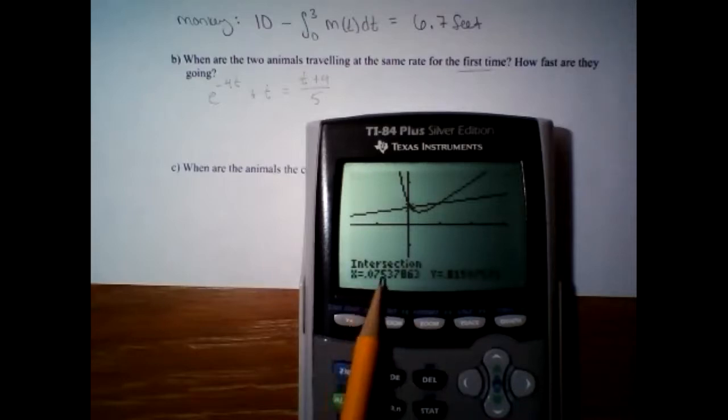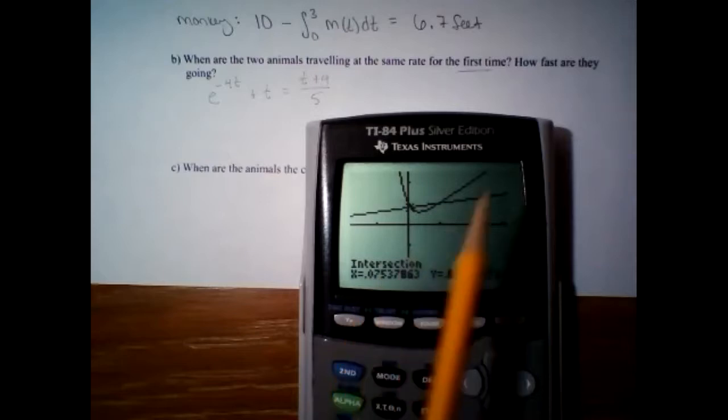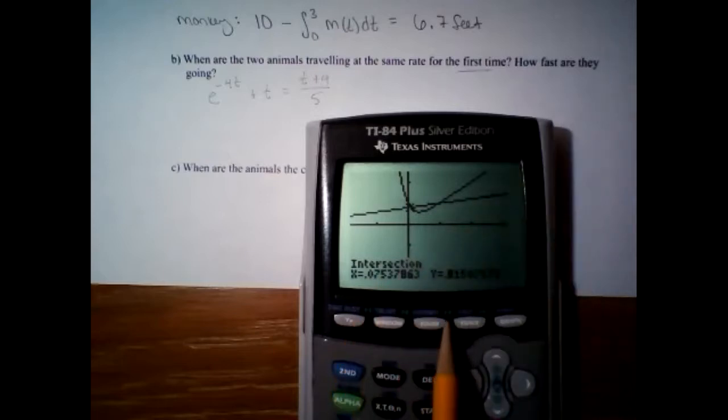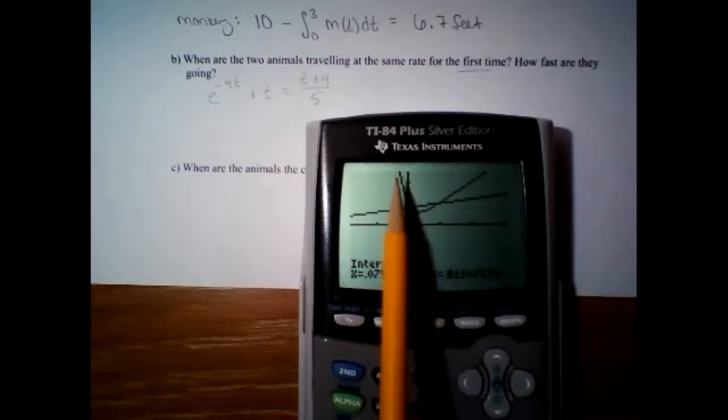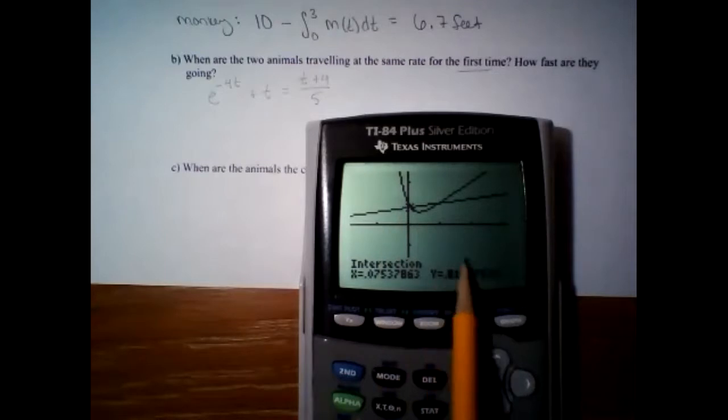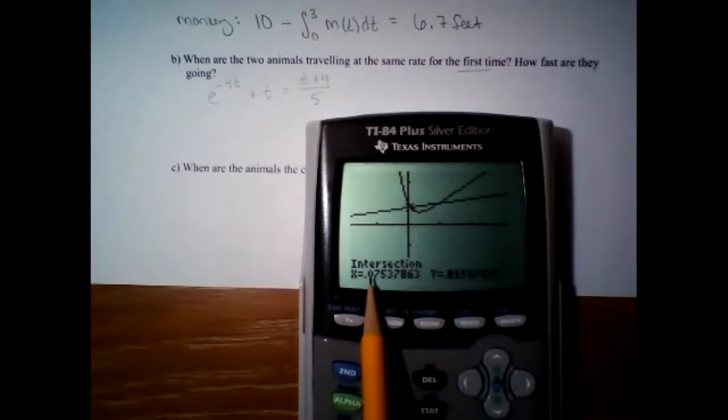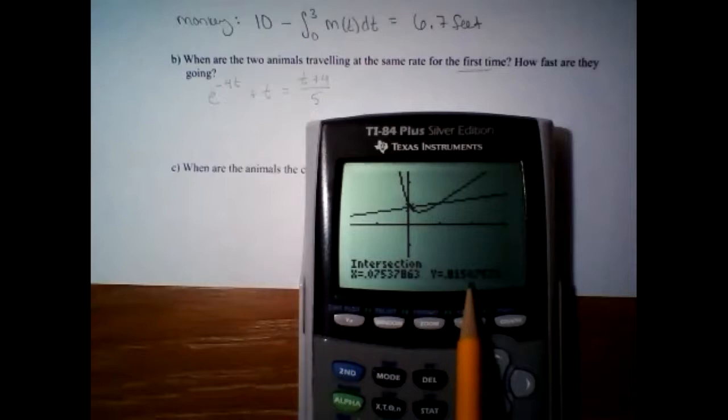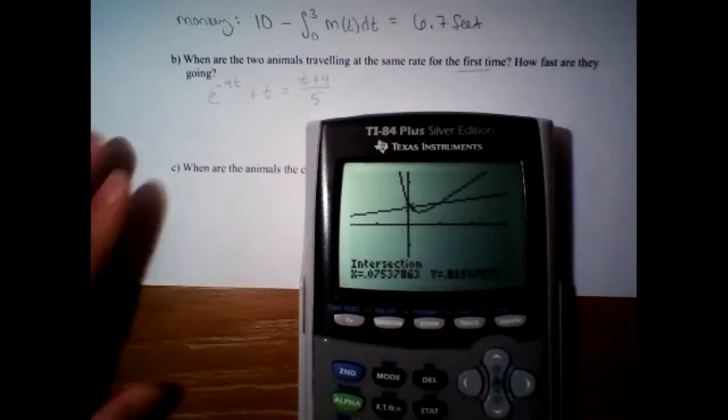That's the time. And then the follow-up question was, how fast are they going? It's cool. They give you that too. These are the rate equations. So this is their rate at that time. So this is the time, the x value. And then this is the rate at which they are going. We just need to slap some units on the end of those.